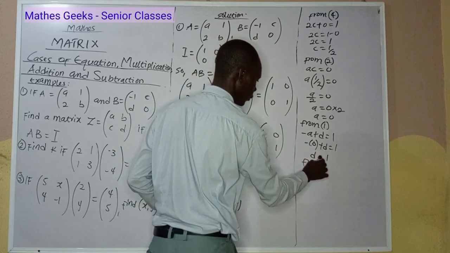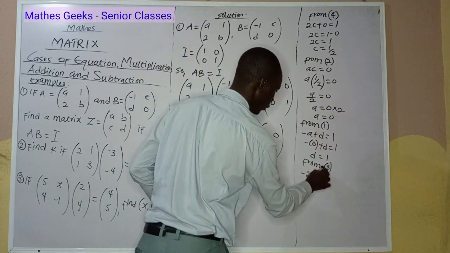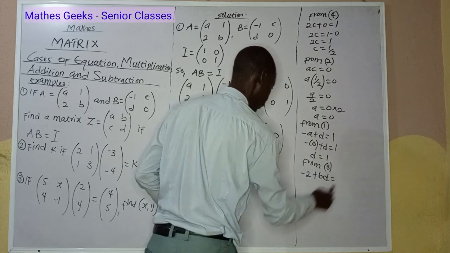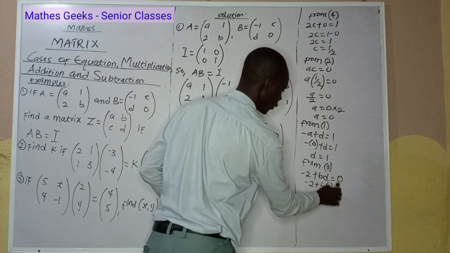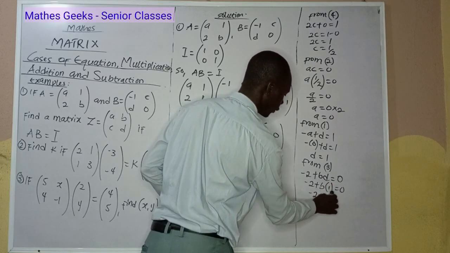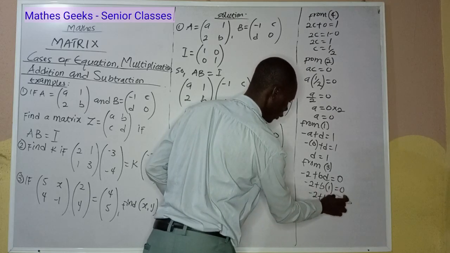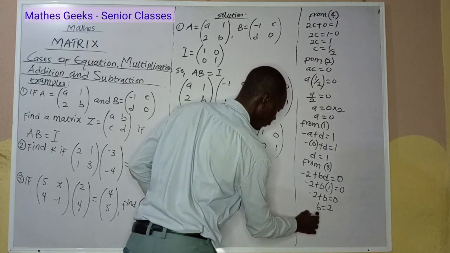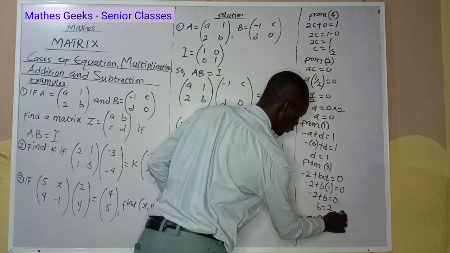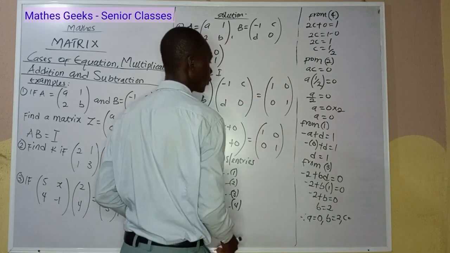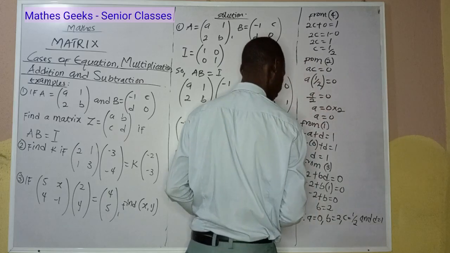So from 3, minus 2 plus BD is equal to 0. Minus 2 plus B times D, D is 1, equals 0. Minus 2 plus B is equal to 0. So B is equal to, this minus moves to this side and gives us 2. Therefore, A is equal to 0, B is equal to 2, C is equal to 1 over 2, and D is equal to 1.